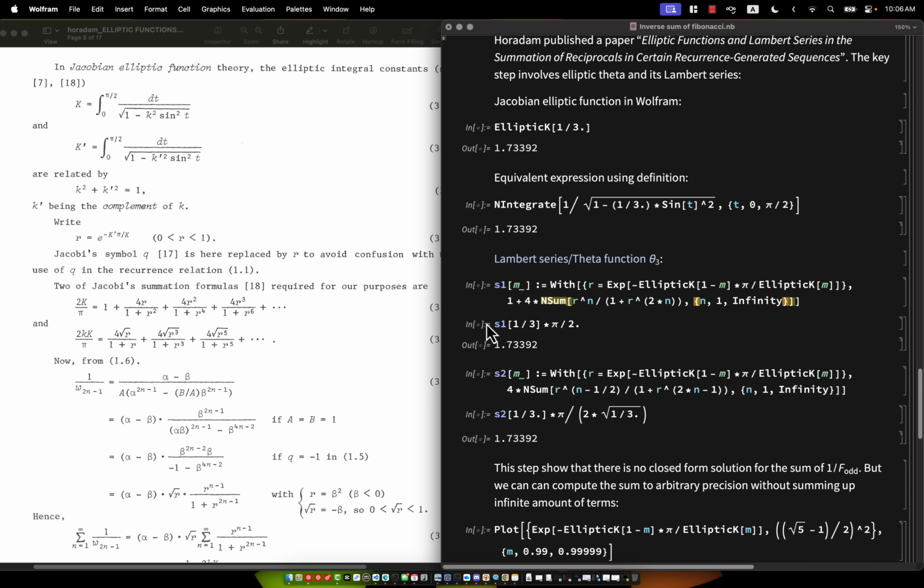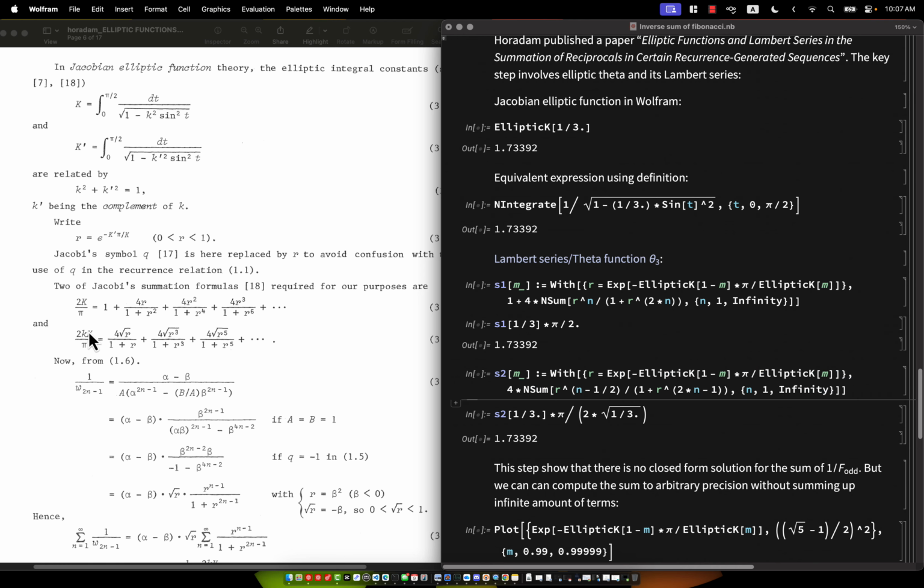So you can just plug in 1 over 3 times pi over 2. It will definitely give you the elliptic integral. It's the same value here. And this corresponds to formula 2. So the S2 is 2 times kK over pi equal to this guy.